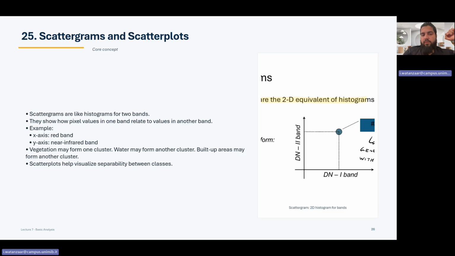Vegetation may form one cluster. Why? Because water may form another cluster. Built-up area may form another cluster because they are different. So this is the different spectral responses from the land. So scatter plots help to visualize the separability between the classes. And this is the real core concept, how it's working the same as the histogram. They are showing the different distributions of the multiple pixels across their multiple bands for the multiple classes.